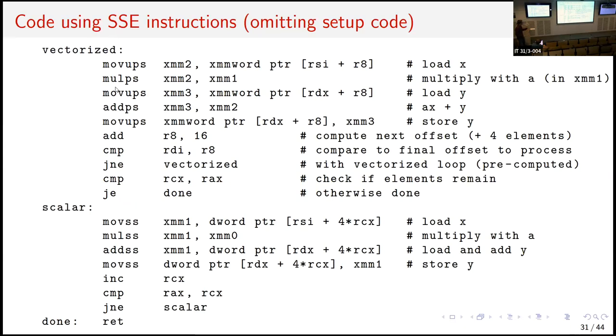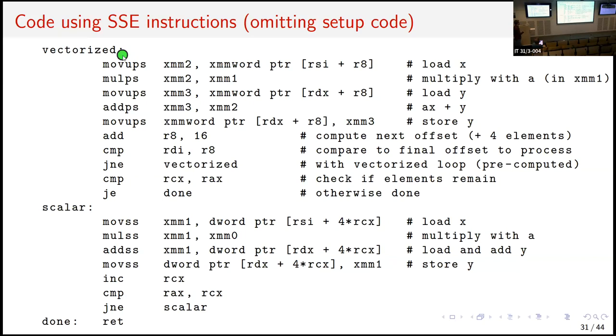Okay, that's a bit of a lie. There is a bit of setup code above that I removed, and I gave some meaningful labels to the parts. But basically what the compiler generates is some vectorized loop that in this case loads X, multiplies with A, loads Y, computes AX plus Y, and then stores back Y, and then does a bit of pointer arithmetic. And then it just loops as long as there are elements left that can be processed by the vectorized loop.